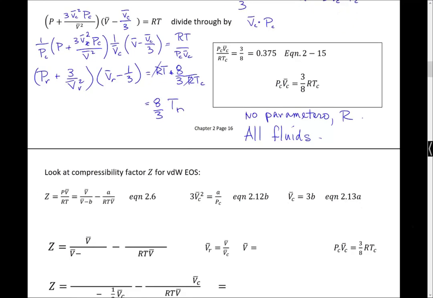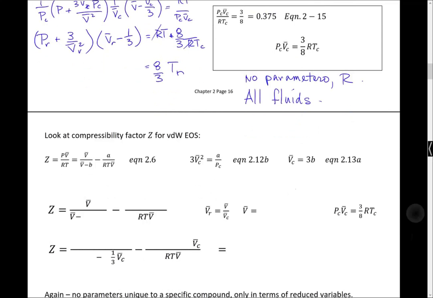Okay. All right, so we're going to do the same thing by looking at the compressibility factor, because up to this point, we've only looked at the compressibility factor at the critical point, right? We'll look at it at all, and we're going to do the same thing. We're going to start with our relationship. Compressibility factor for the van der Waals equation is given by this expression. I'm going to substitute in for A and B, okay? All right.